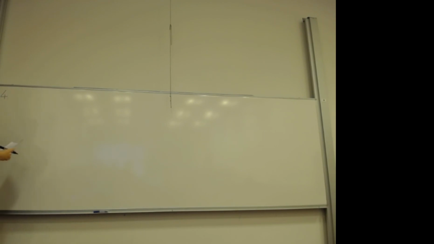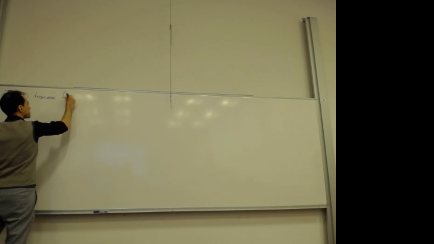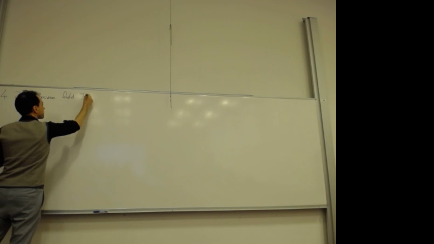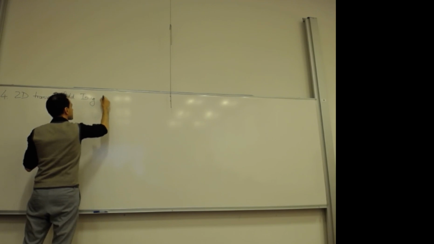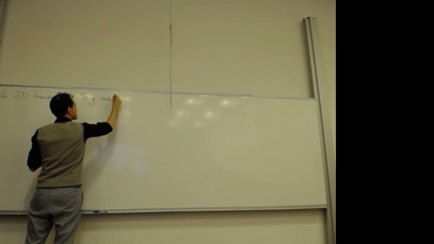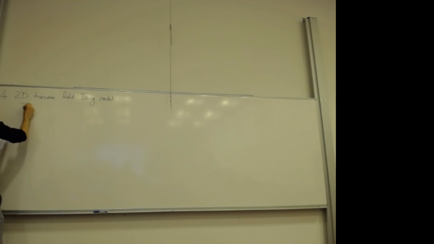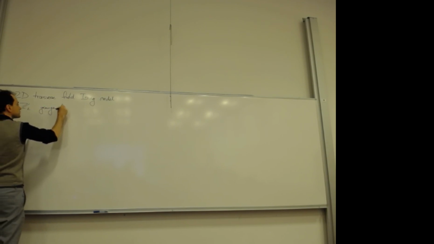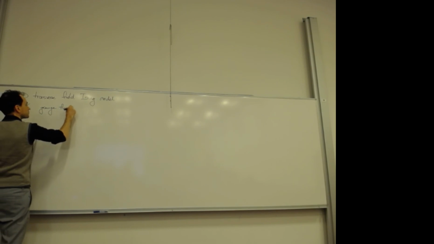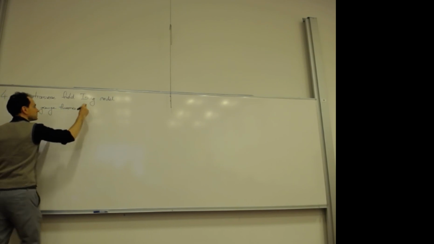So the title of this section is the 2D transverse field Ising model, Z2 gauge theories, and toric code.